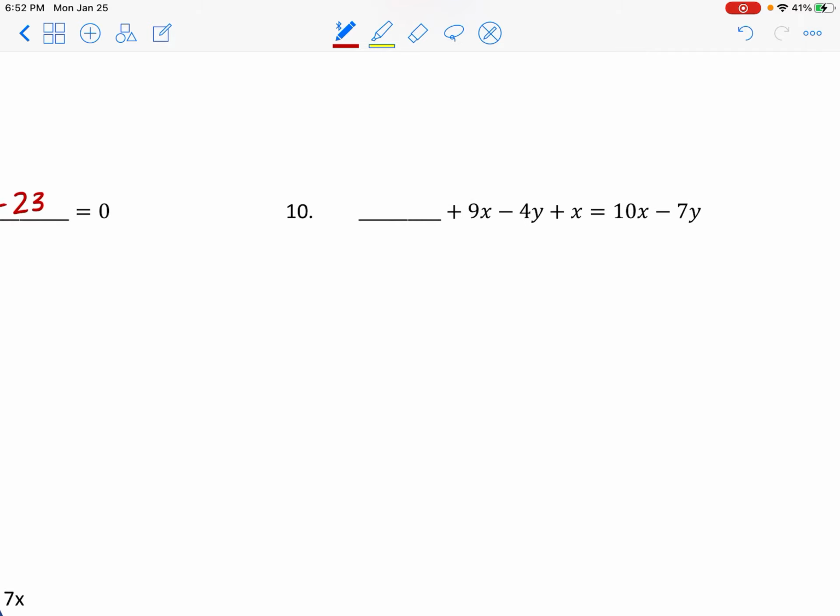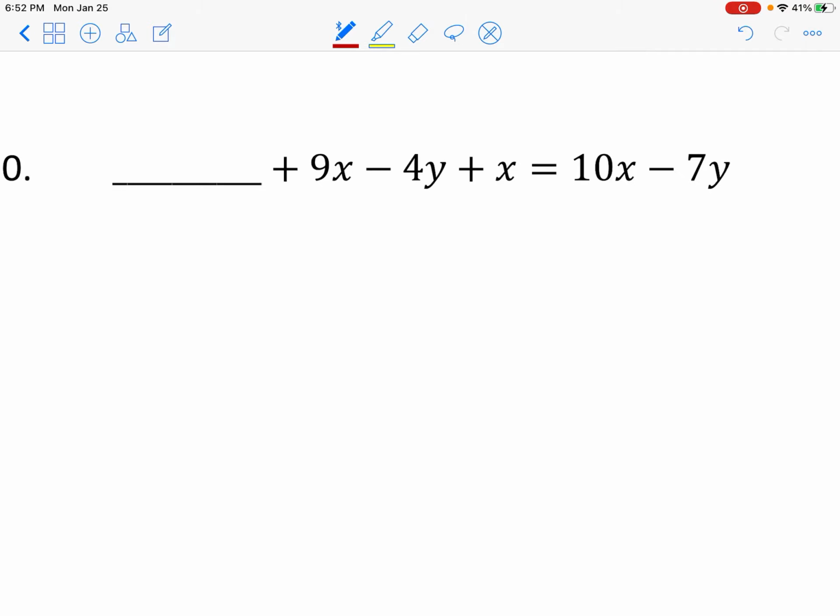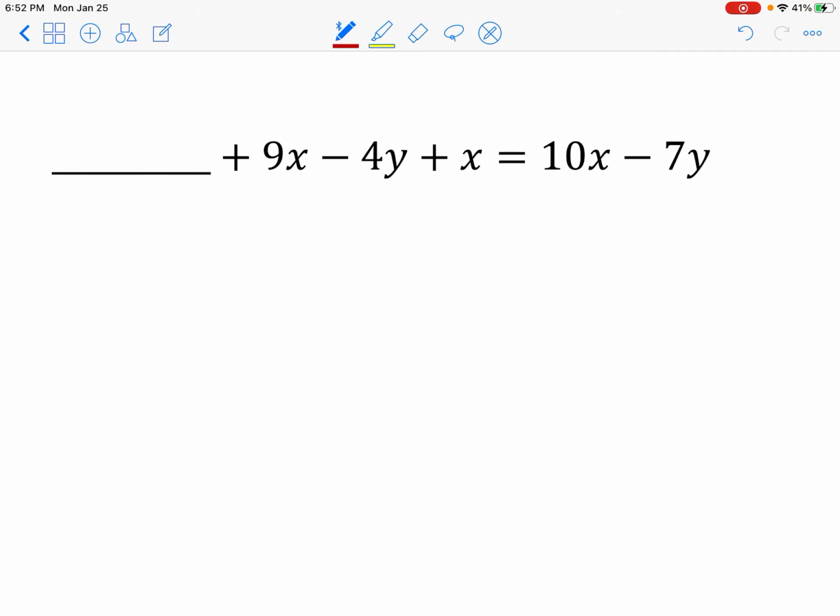Now here, we've got to be a little bit trickier. Let's see what's going on either side of this equal sign. On the left here, it looks like we have 9x and 1x, which makes 10x. Well, that's what we have here, so I don't have to mess with x's. There are 10 on each side, so that's balanced.